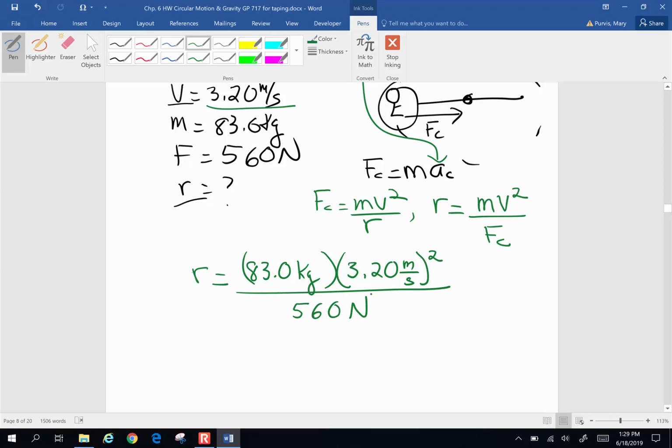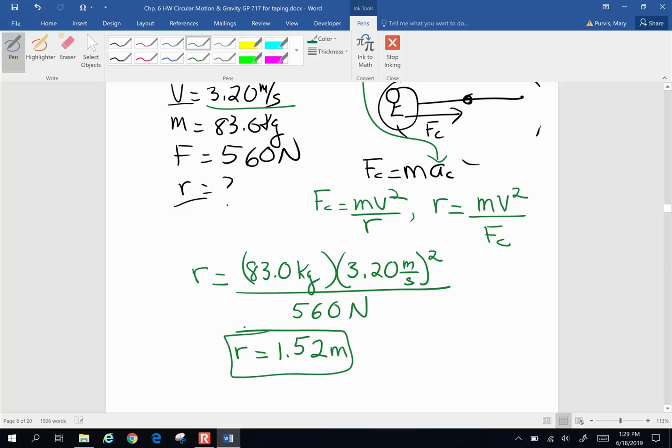560 newtons. Now I'm going to grab my calculator, and I'm going to say 3.2 squared times 83 divided by 560, and the radius here, to 3 sig figs, is 1.52. Now the units should be meters.